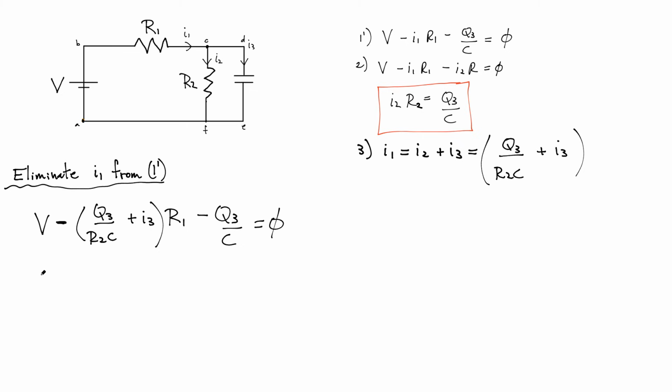If you group some of the terms together, you should get an expression that looks like this. V over R1 minus I3 minus, there's a whole section here, which I'm just going to call 1 over R2C plus 1 over R1C, multiplied times Q3 equals 0. I'm sorry, there should be a plus if you did the algebra correctly here, because I factored out the negative sign here.